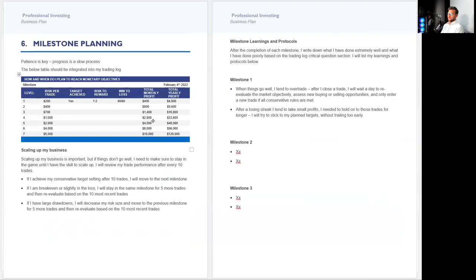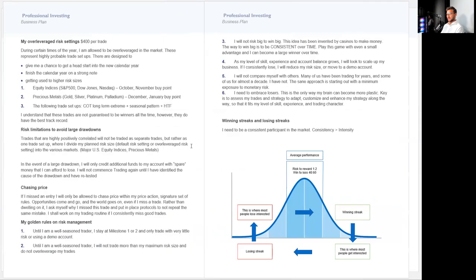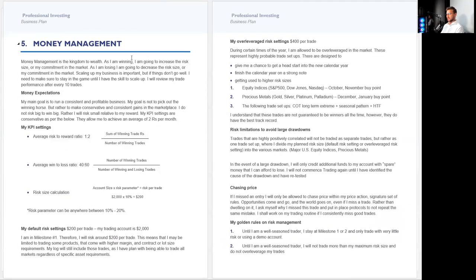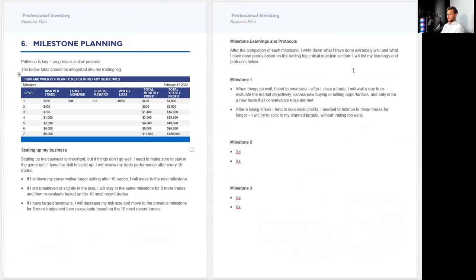Now, money management and milestone planning, two very important topics that I think, especially money management, is the kingdom to wealth. And every one of you should really understand this conceptually and the basics, right? Before I move on to financial planning, which is the counterpart to milestone planning for trading, financial planning for investing, I just want to ask if everyone is on the same page, if you're following, if I'm going too fast, let me know. If you have questions, also feel free to let me know now before I move on.